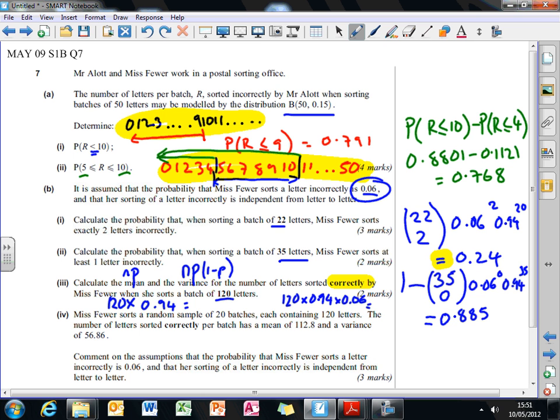And that would give me 6.768 for the variance, and the mean would give me 112.8.